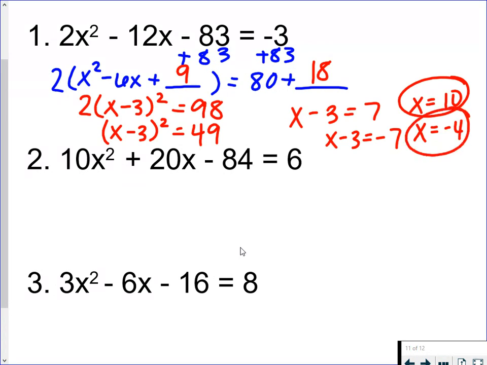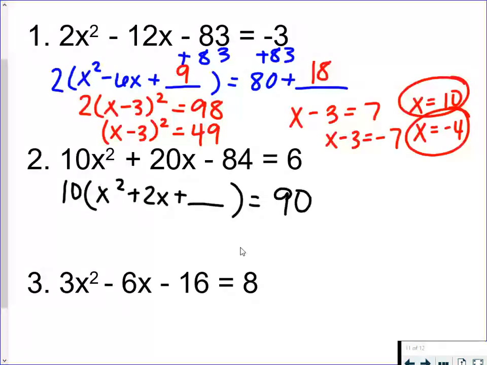Okay. And then the second one, if you got to the third one, great, and you want me to check it, but the second one is what was expected. So if I take out a 10, I get x squared plus 2x plus blank equals 90. And 2 divided by 2 squared, I get 1. So over here, I should get 10. Another perfect square one. This is nice. So I get 10 times (x plus 1) squared equals 100.